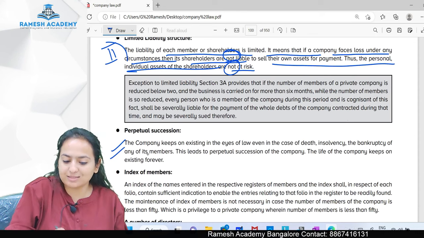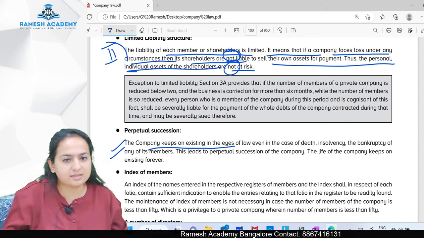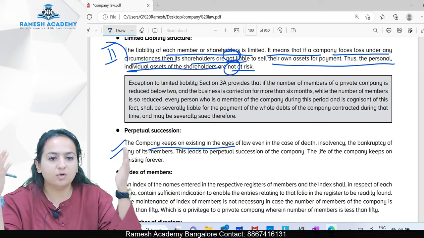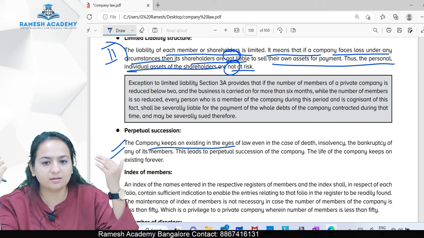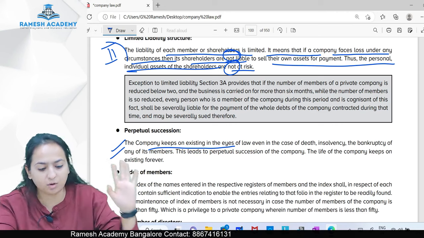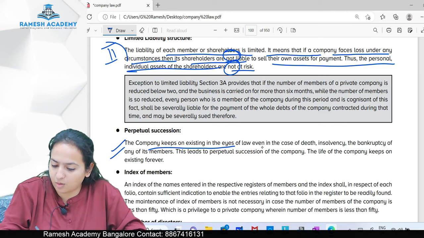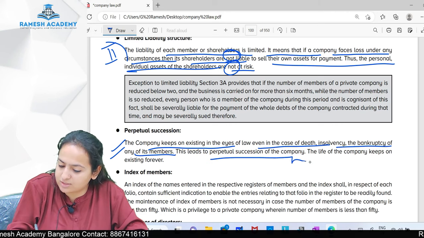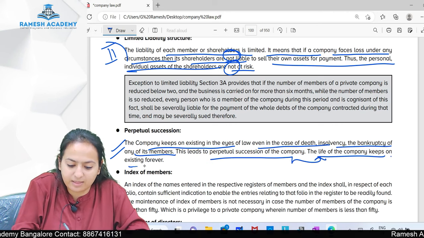Then is perpetual succession. The company keeps on existing. No matter whether death comes, or any person comes or goes, the company will continue. The company keeps on existing in law, even in case of death, insolvency or bankruptcy of any of the members. This leads to perpetual succession of the company. The life of the company keeps on existing.